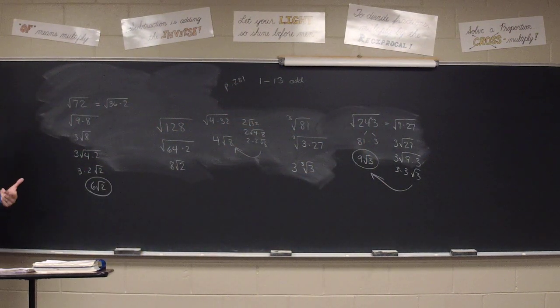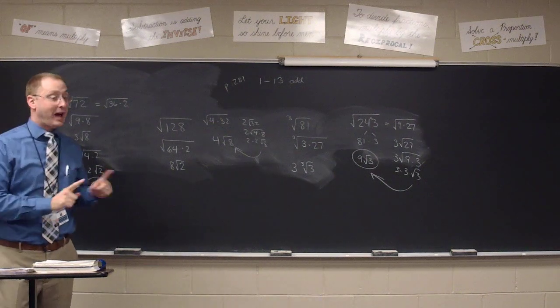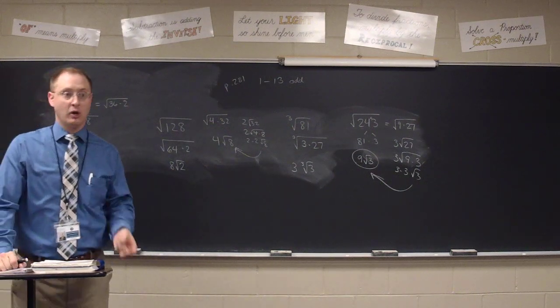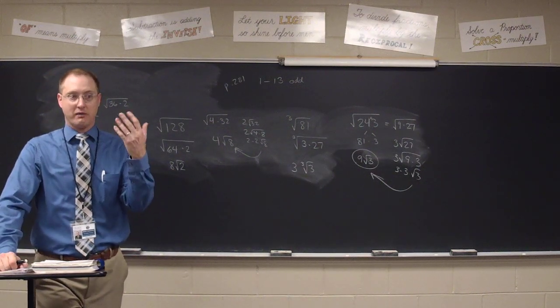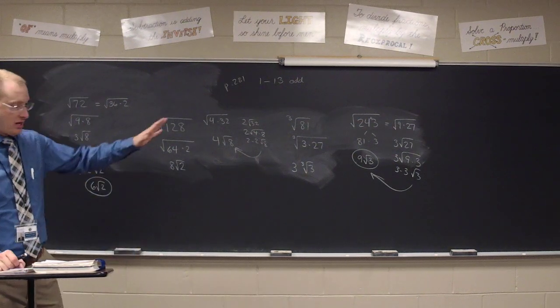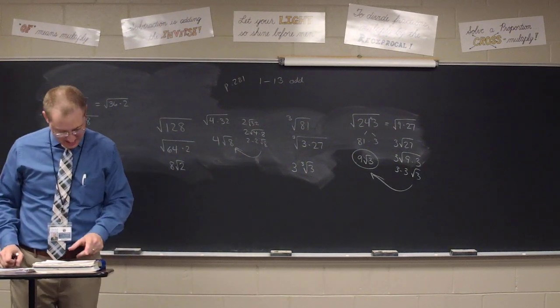I'm just lazy. And so I try to take the shortcut with big radicands, cut it in half, divide it by 3. If that doesn't work, maybe try dividing it by 5. Questions?